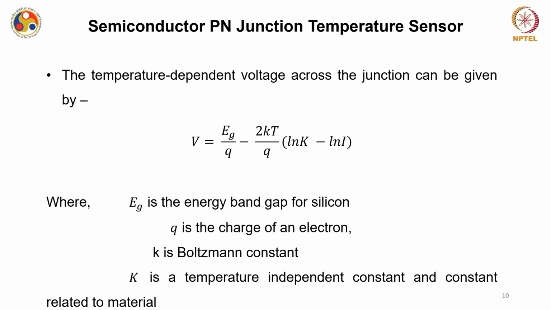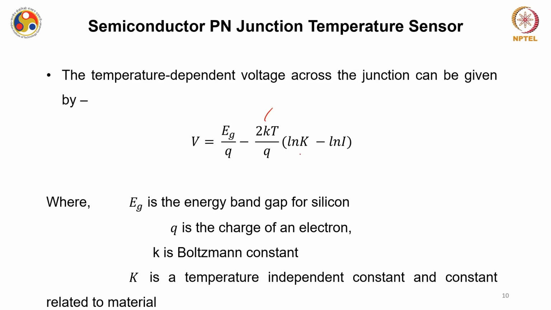The temperature dependent voltage across this junction can be given by V equal to Eg by Q minus 2kT by Q into ln K minus ln I, where Eg is the energy band gap for silicon, Q is the charge of the electron, and small k is the Boltzmann constant, while this capital K is a temperature independent constant related to the material, and I is the current.